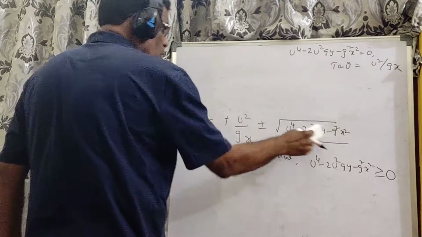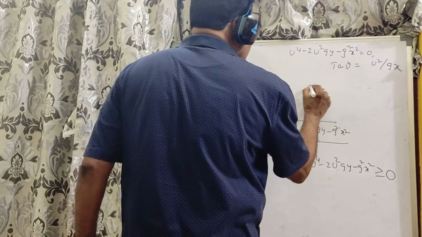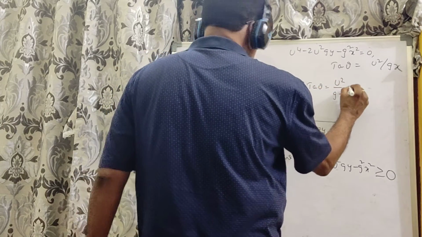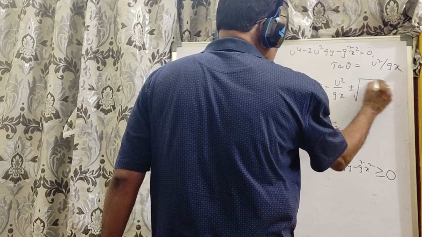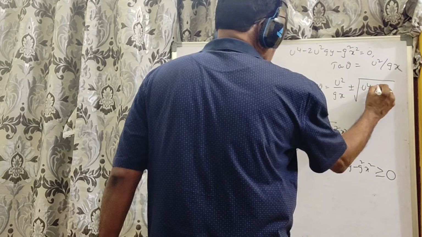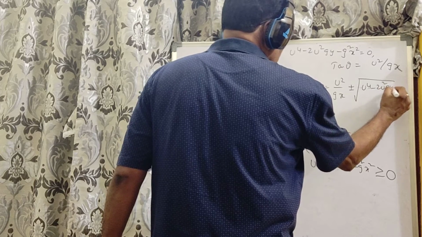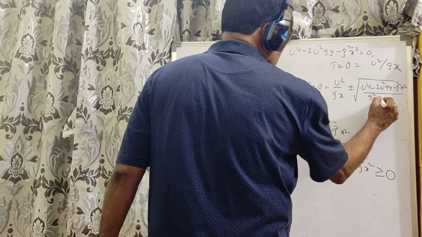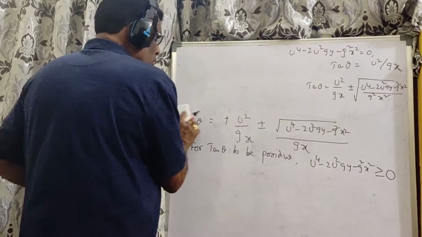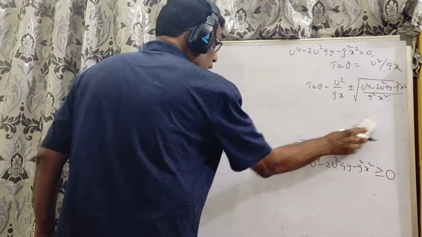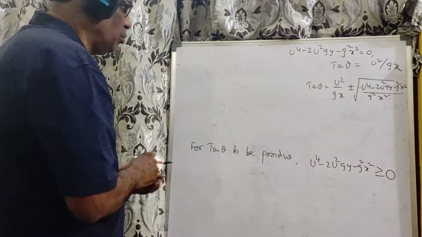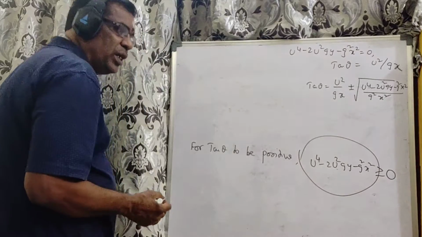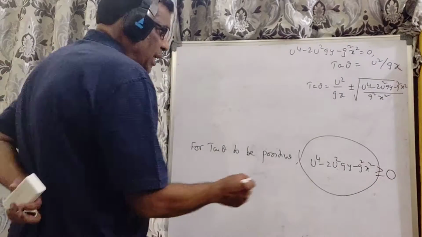Right? Otherwise, we know the general expression for tan theta: u square by gx, plus or minus u raised to 4 minus 2u square gy minus g square x square, by gx. So that we need not look for anything else at any point, they will be useful.